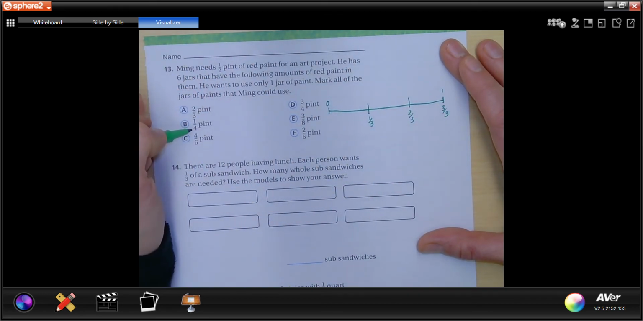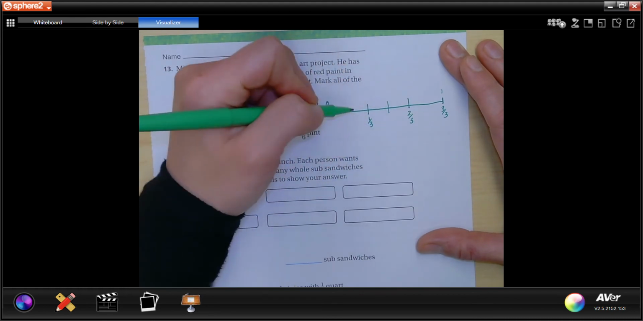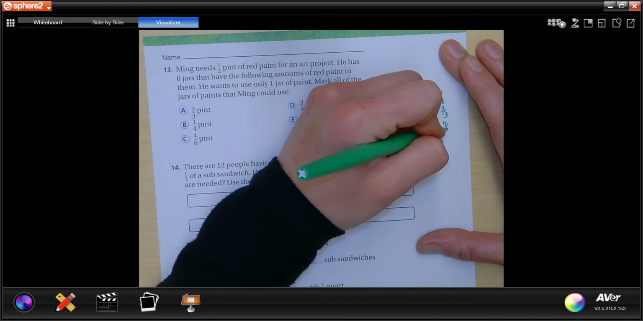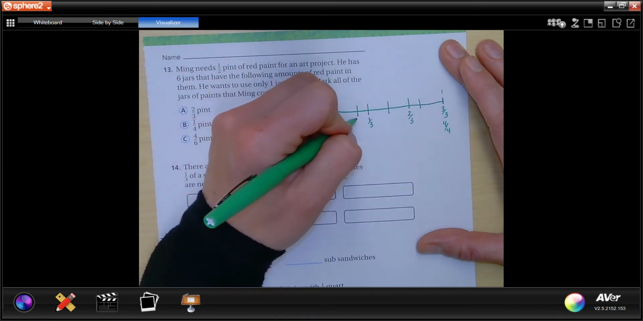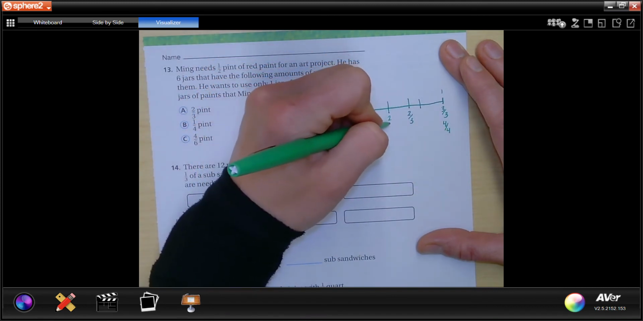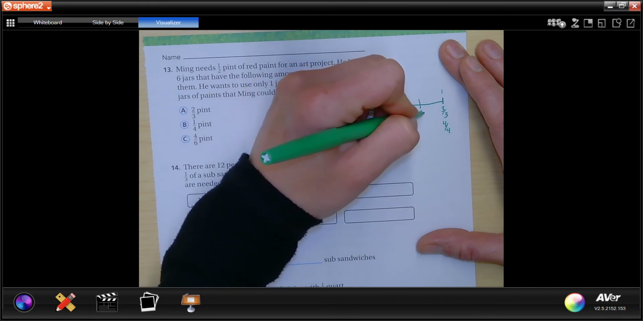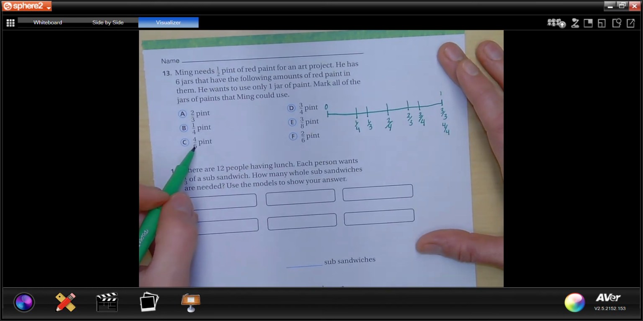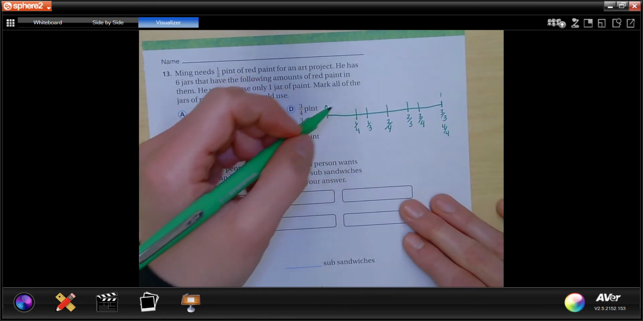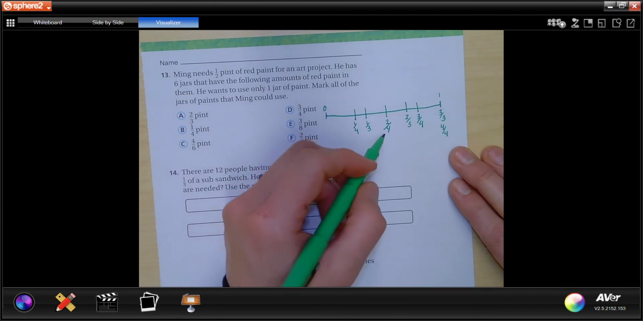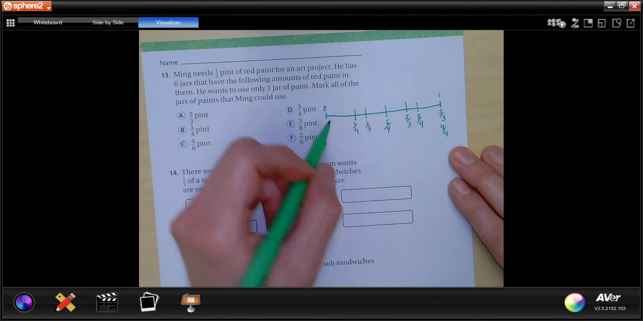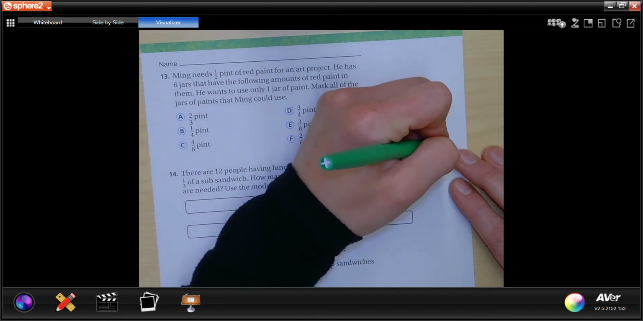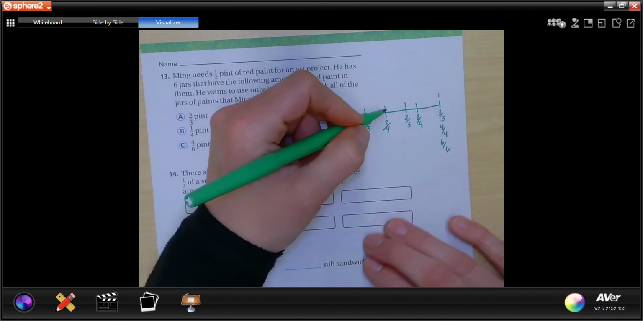Alright, we also need fourths. So let's cut it into fourths. So 4/4 we know is there. So we have 1/4, 2/4, and 3/4, and then 4/4. We also need sixths. So this is also 6/6.